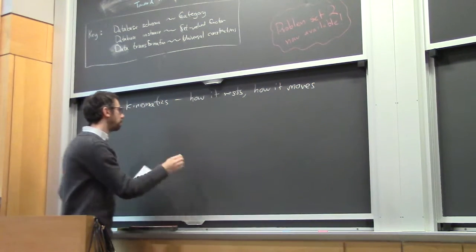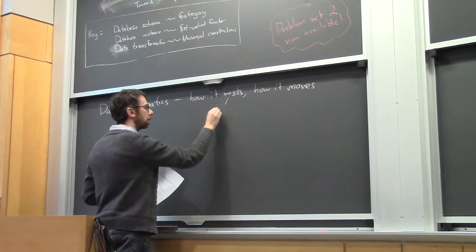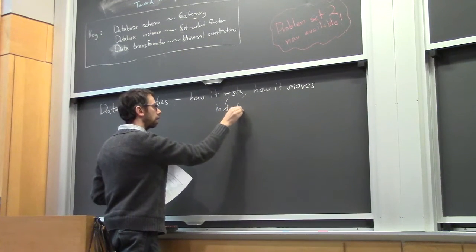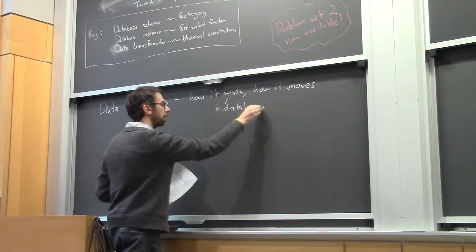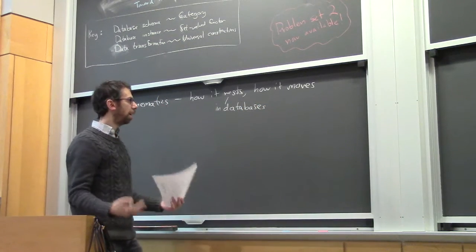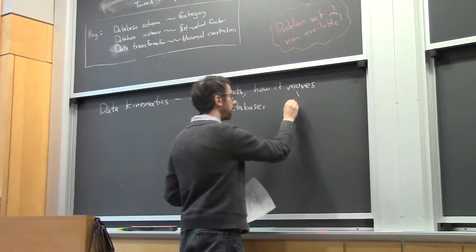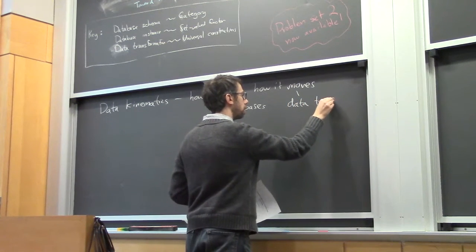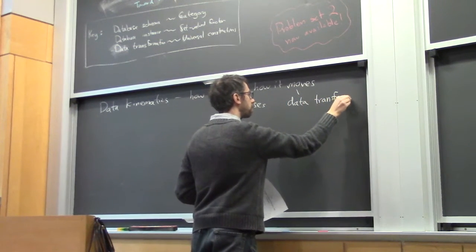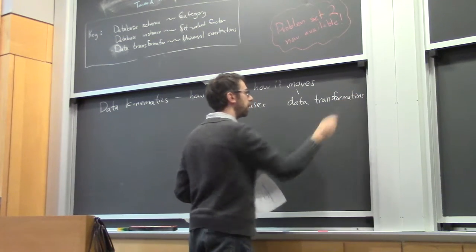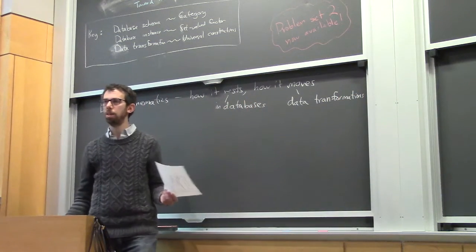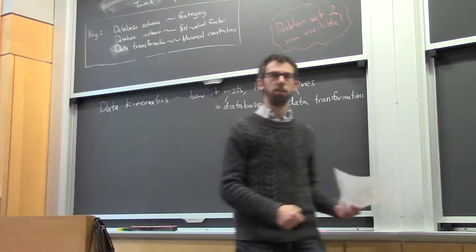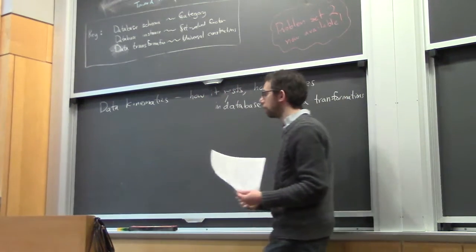So data rests in databases. That's data doing nothing, sitting there being data. How it moves is through data transformations. And people talk about this less, but it's actually as important as movement. I mean, it's how you get the data from one place to another, how you change its form.